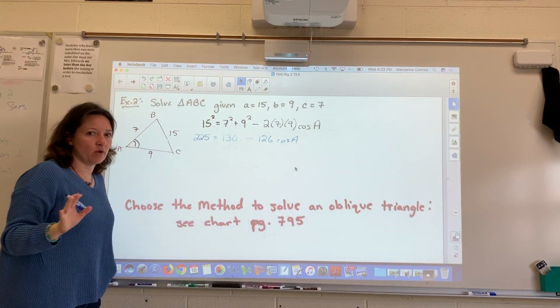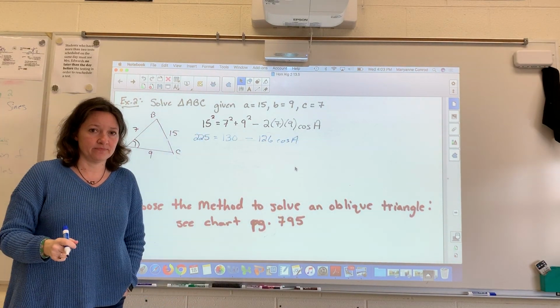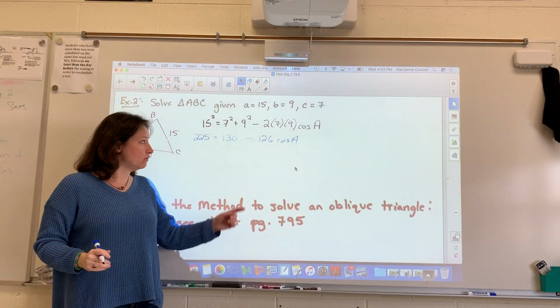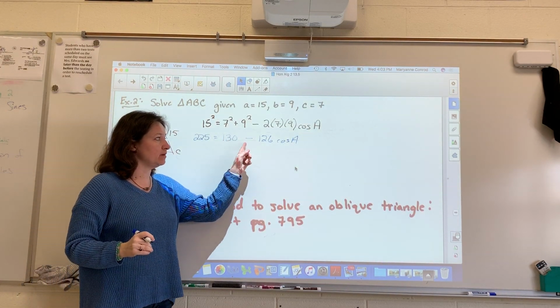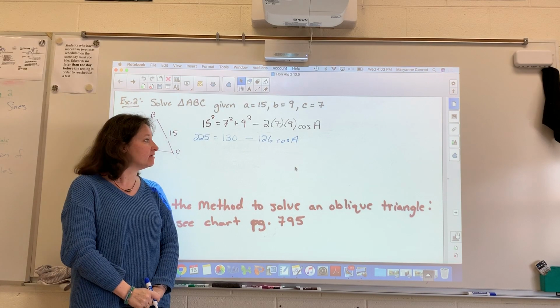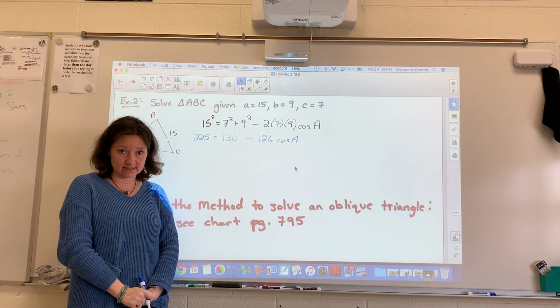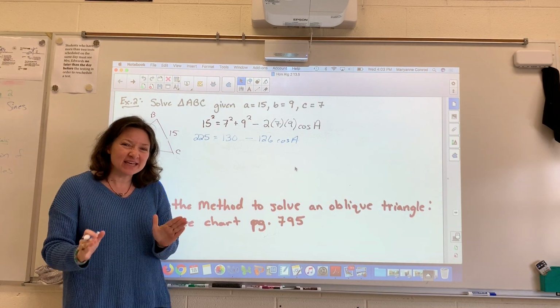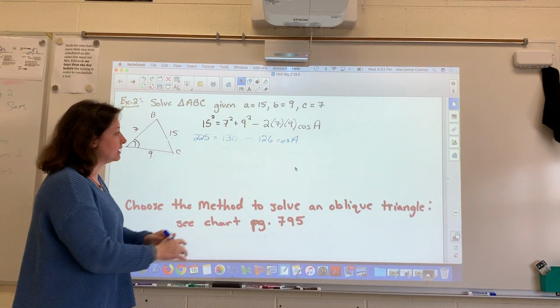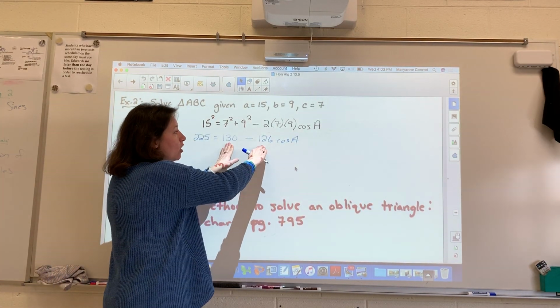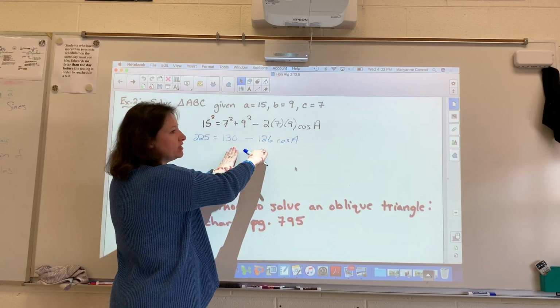And then this is where I want everybody to pay close attention. Are you allowed to subtract 130 minus 126 and make it 4 cosine A? You are not. That's the biggest mistake students make here, is they go ahead and make this 4. Why can't I do that?